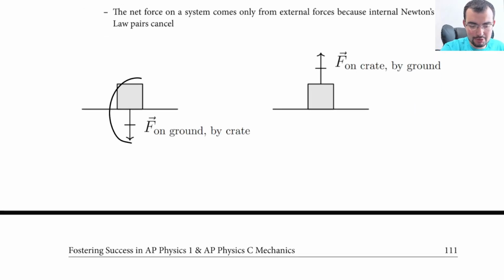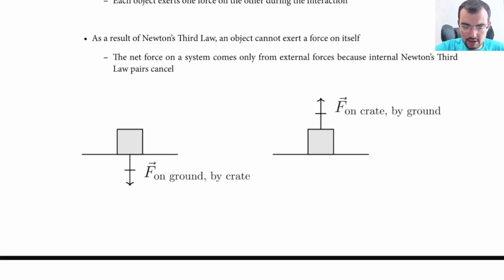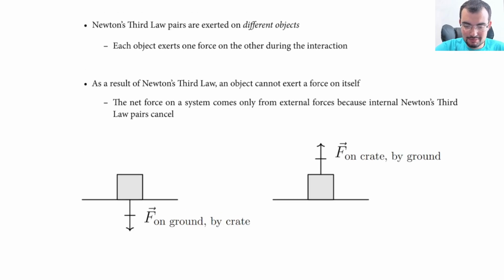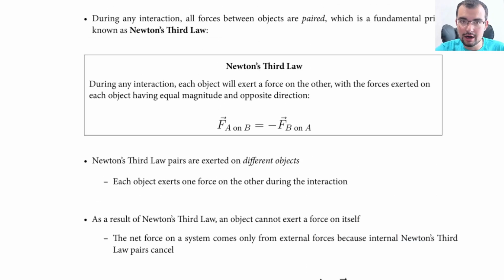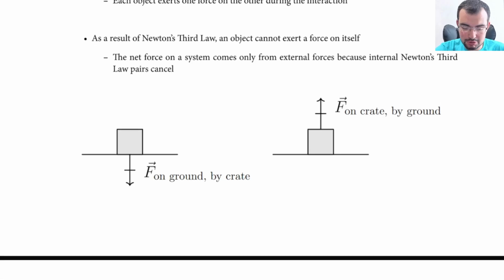So, for example, if the crate pushes down on the ground, the ground pushes up on the crate in turn. And those forces will have equal magnitude. So as soon as you see two objects interacting, you know absolutely there will be equal forces of opposite directions exerted on each object by the other. This is why I claimed that an object can't exert a force on itself, because anytime an object does try to exert a force on itself, there will be that Newton's third law pair somewhere else in the system canceling the original force. So all this to say, forces are paired. We'll use this principle all the time.